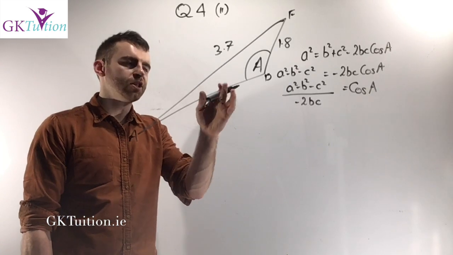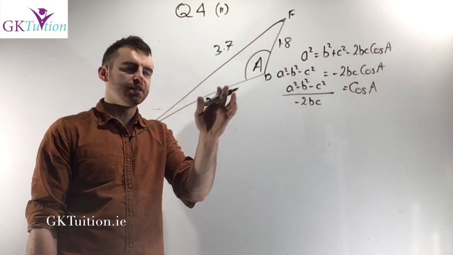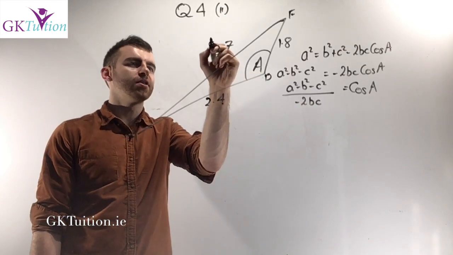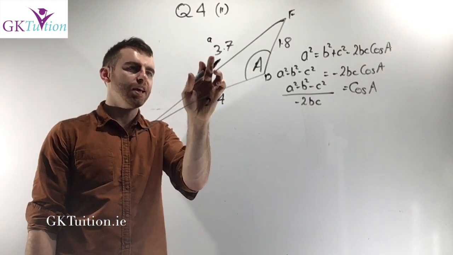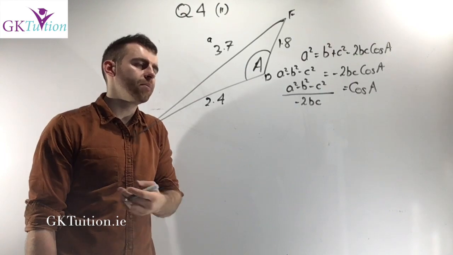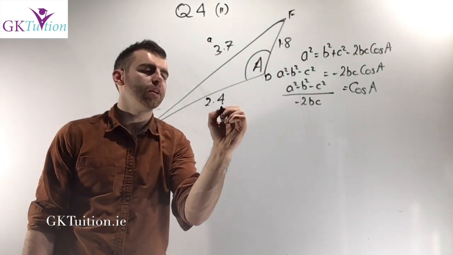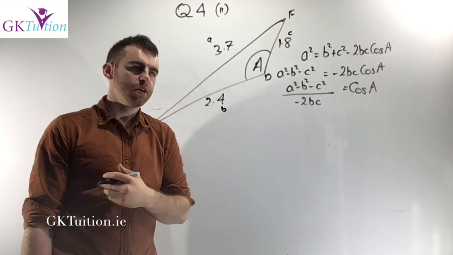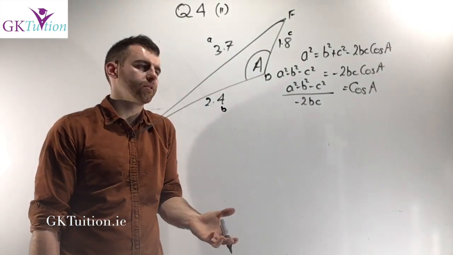Remember that there's a relationship between each angle and its opposite side. So if this is the angle I'm looking for and I call it A, I have to call this small a. a has to be 3.7. And then b and c are just whatever you want. So I'm going to label my 2.4 as my b and my 1.8 as my c. You could have done it the other way around and it makes no difference.